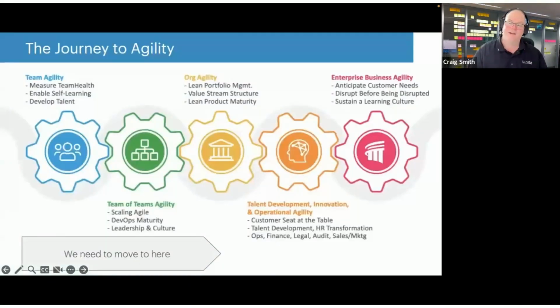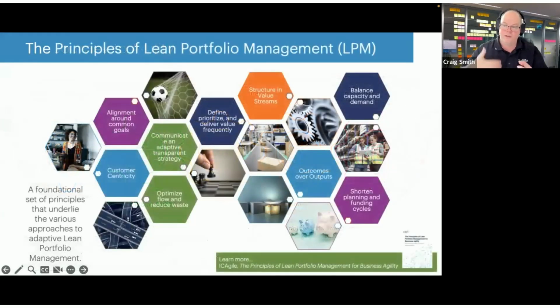And so I come back to this slide: how do we now move the needle fully into that yellow cog? Many of us are sort of playing around the outside of that. How do we push into there? The principles of lean portfolio management will help you with that. So I do suggest going and taking a look at the notes that are on this slide deck. Go take a look at the paper from IC Agile.